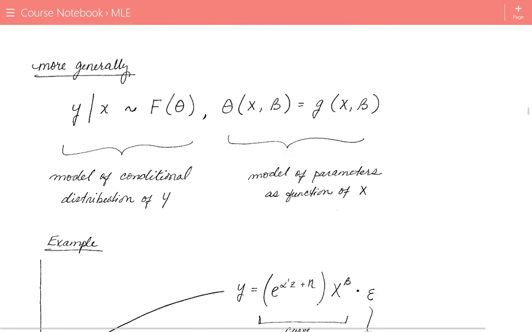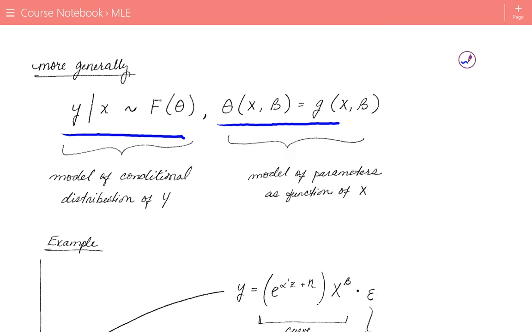So in a general sense, let's say that I have y given x has some distribution where the parameters are specified as a function of x and some other set of some vector parameters beta. This would be what I want to set up in my model to be able to get my maximum likelihood estimation. I will base it on this specification.